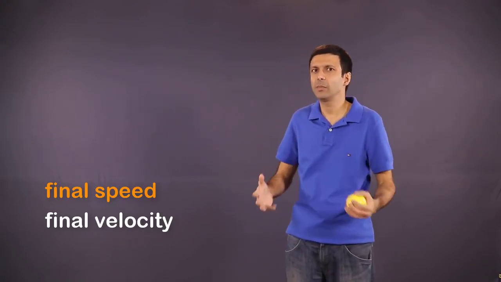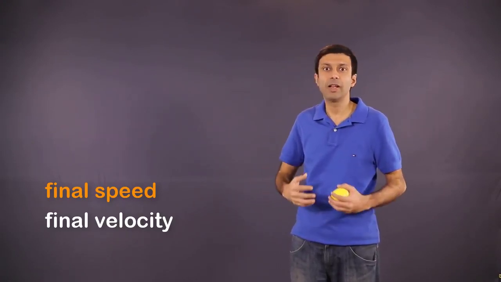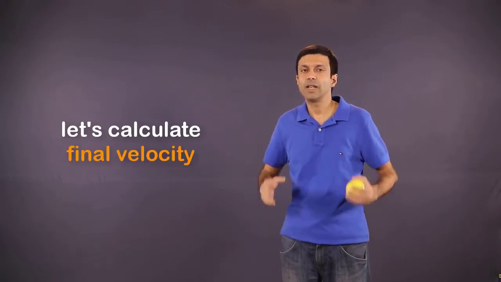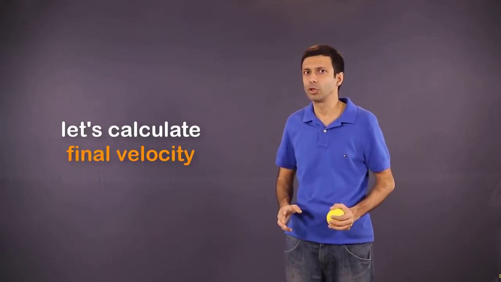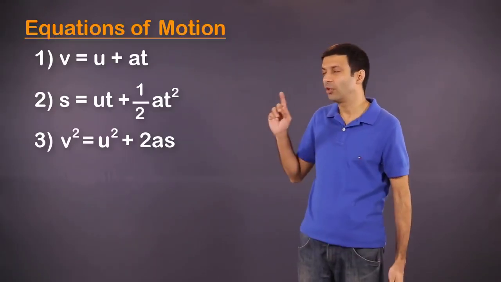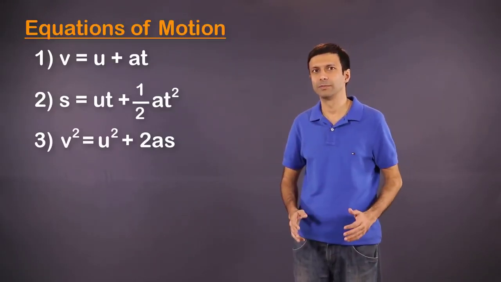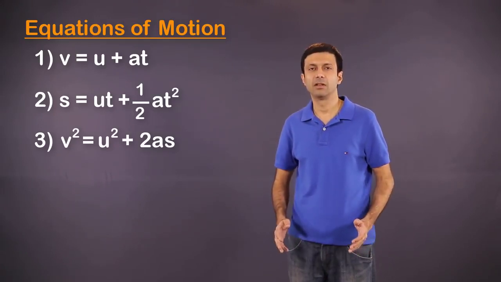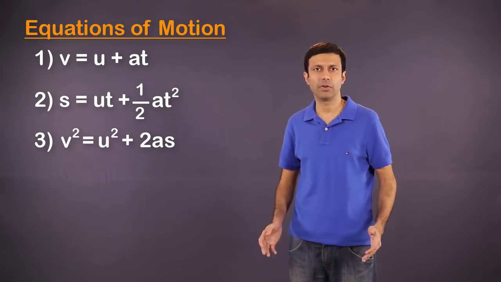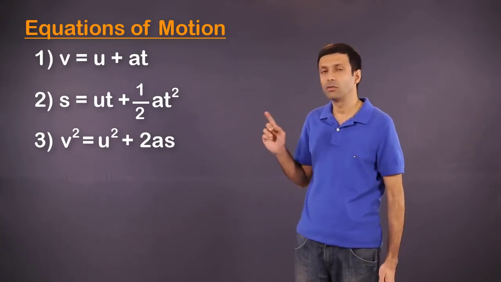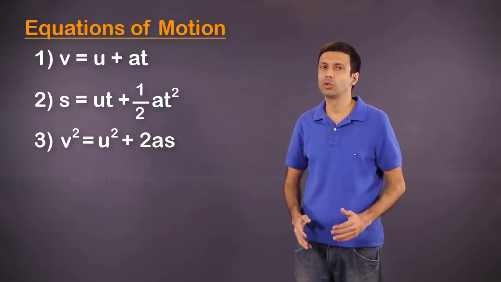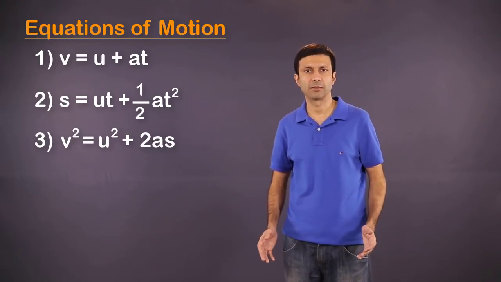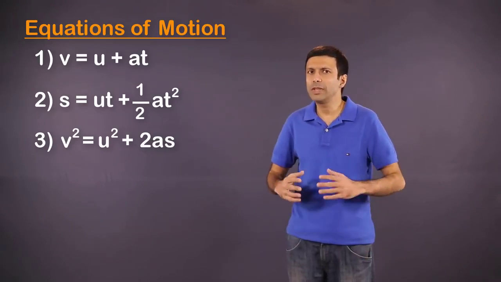It's hard to estimate the final velocity just by looking at it. So let's see if we can use the equations of motion to calculate it. Let's look at the 3 equations of motion. v equal to u plus at, s equal to ut plus half at square, and v square equal to u square plus 2as. Now what do these symbols mean?